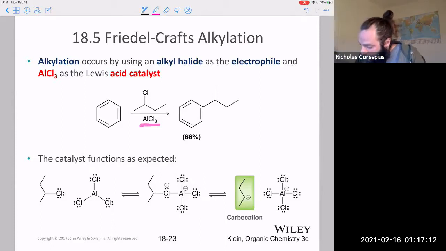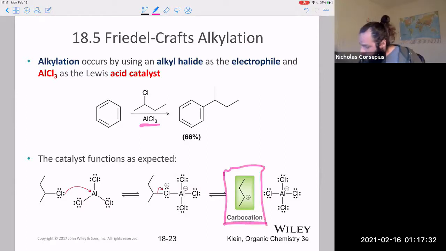Just like before, what happens with that catalyst? You have the chlorine, it's going to come and make contact with that aluminum, right? The aluminum is a Lewis acid, it can accept this pair of electrons, and then that's going to cause this bond to break and form a carbocation. Okay, so this is our electrophilic species for these alkylation reactions, are just simply carbocations that are created.